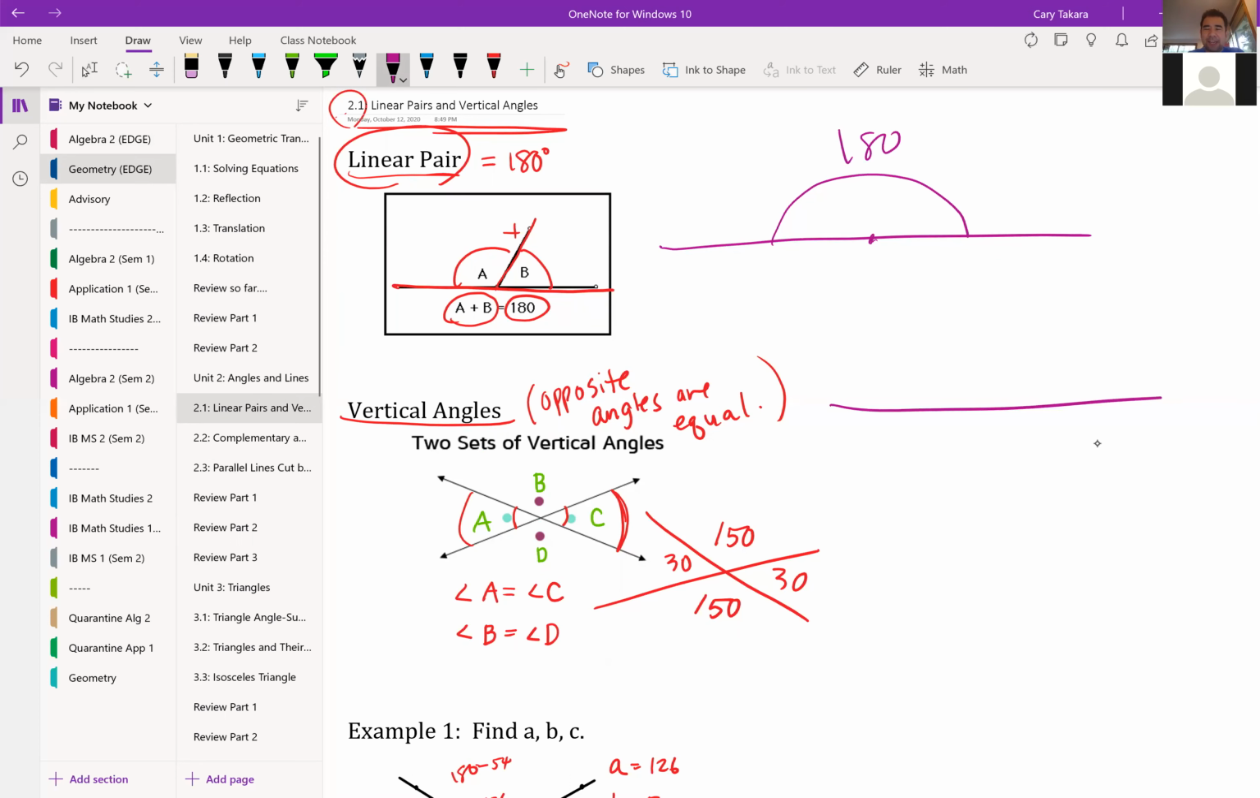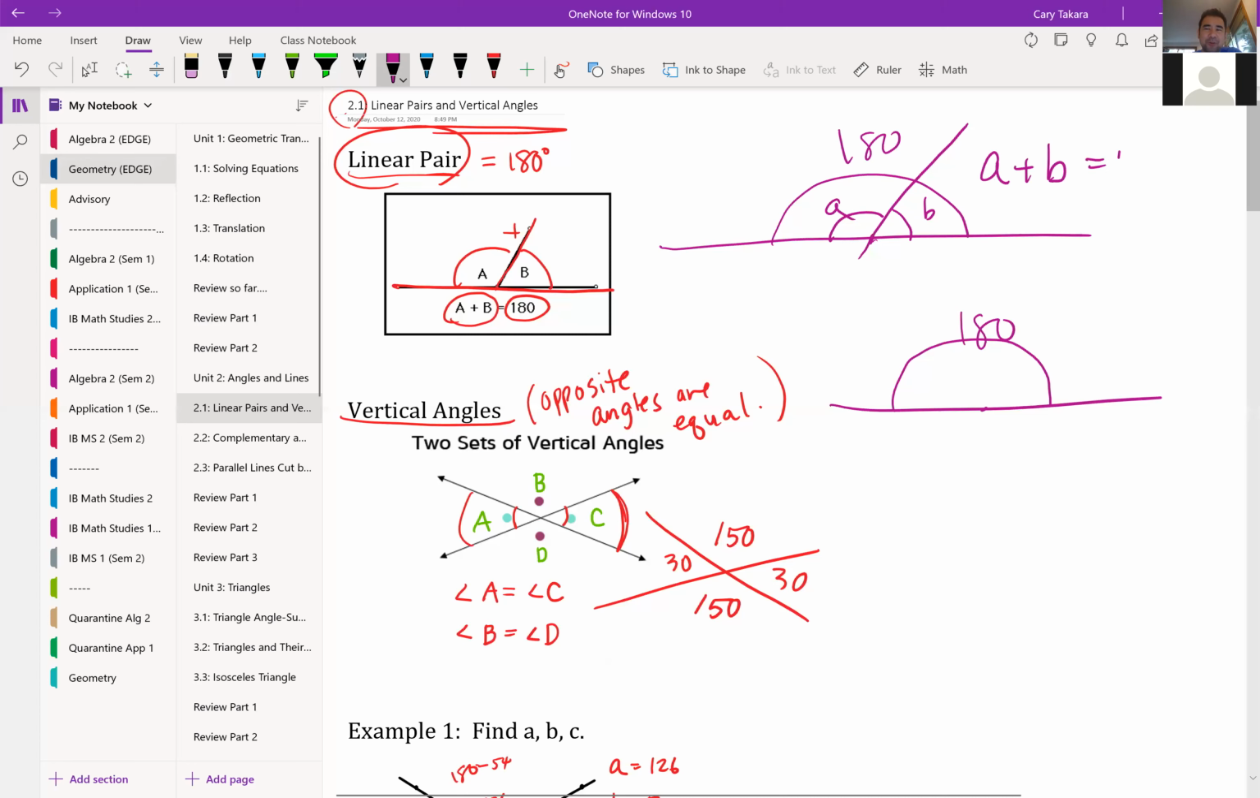When you see a line, it's a little bit weird to be talking about angle measurement because it's a line, right? But a line actually is an angle measurement, and it is 180 degrees. So if you split 180 degrees into, let's say, two different angles, angle A and angle B, then of course the equation will be that A plus B equals 180. And that's linear pair.